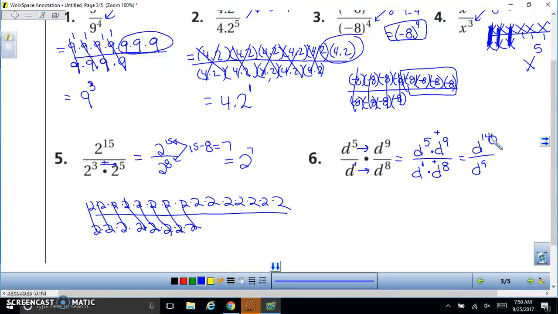Now we're going to work with our numerator and denominator because they're the same base and there's division between them. And what is 14 minus 9? 14 minus 9 is 5. Yep. D to the 5th is how we simplify that problem.